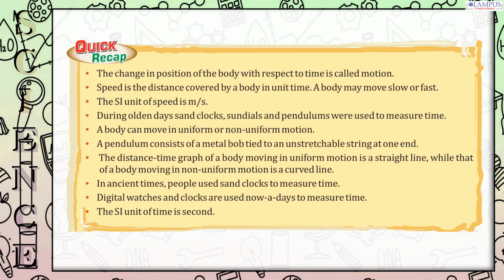A pendulum consists of a metal bob tied to an unstretchable string at one end. The distance-time graph of a body moving in uniform motion is a straight line, while that of a body moving in non-uniform motion is a curved line. In ancient times, people used sand clocks to measure time. Digital watches and clocks are used nowadays to measure time. The SI unit of time is second.